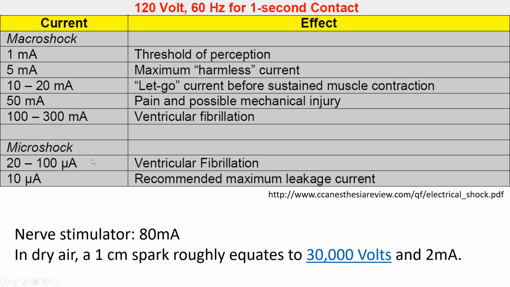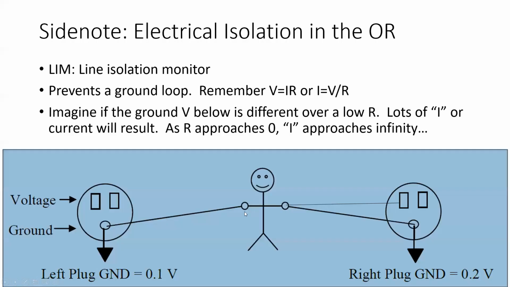And if you think about what we do to patients that puts them into the microshock territory, it's a huge deal. And when we do this stuff in person, we'll talk more about the maximum leakage current, etc. I always thought about, in dry air, if I rub my feet on the carpet and then shock someone, just so that you're aware here, it's about 30,000 volts and 2 milliamps. So you can see that it's way below the threshold of risk for macro shock, but it's way above the threshold of risk for micro shock.